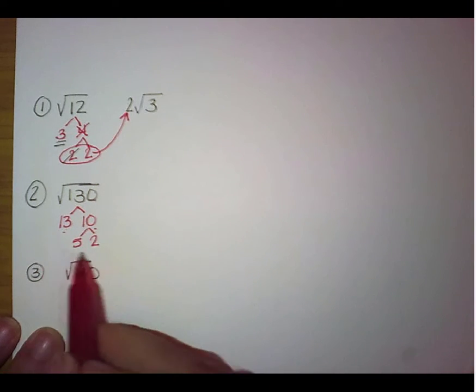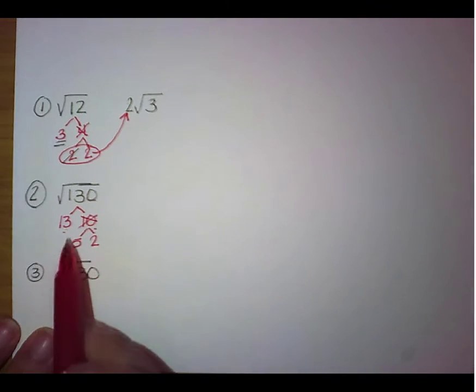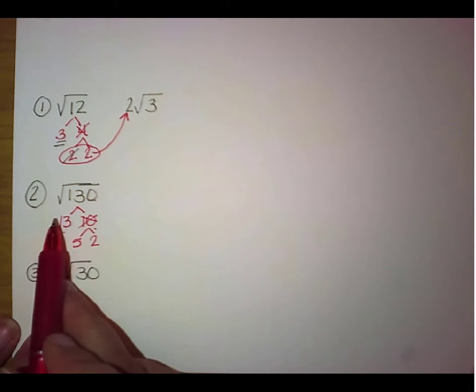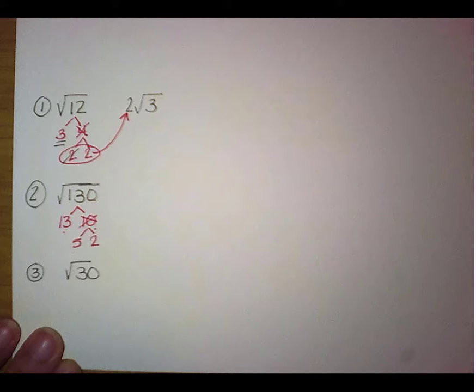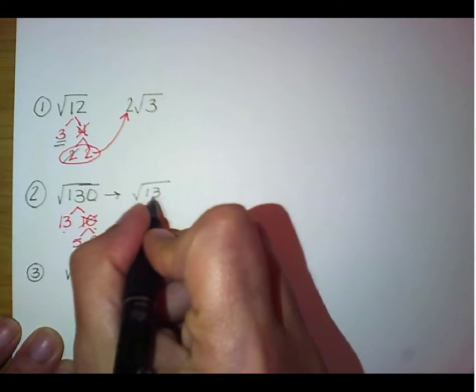Now you notice there aren't any pairs in that thing because again, I'm not going to look at the 10. I'm only looking at 13, 5, and 2. So really 130, there's nothing we can do to simplify that. So it is going to stay the square root of 130.